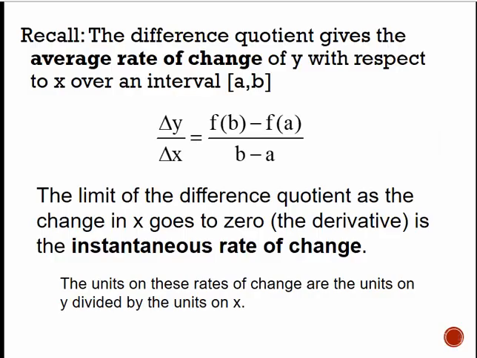So the difference quotient gives the average rate of change of y with respect to x over an interval from a to b. Again, it tells us how y changes as x changes by 1 unit. And if we take the limit of that, we would then have the instantaneous rate of change. So the derivative gives us the instantaneous rate of change at any particular x value. And to help you interpret it, this is always going to be the units on y over the units on x.